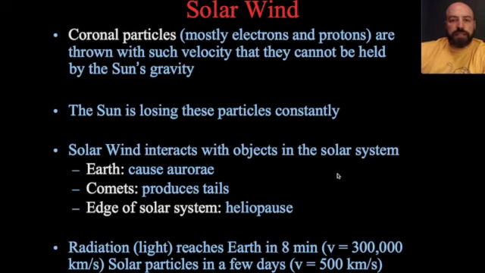Solar wind does interact with objects. It runs into the Earth, and that's what causes the aurora borealis, which is what we've probably heard more about here. It also produces the tails of comets. As the comets get closer, material starts to melt off of the nucleus, and then we get these tails, and the directions of them are based on the solar wind, and the heliopause, which we've talked about, on the edges of the solar system.